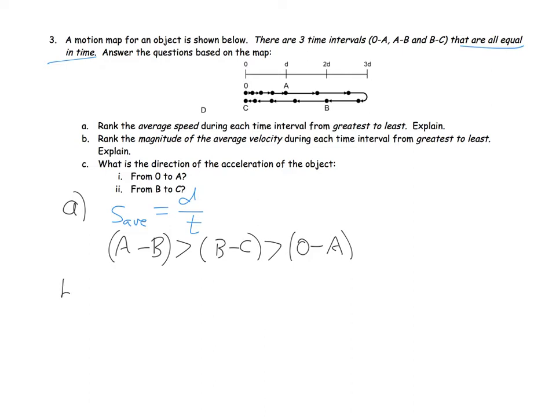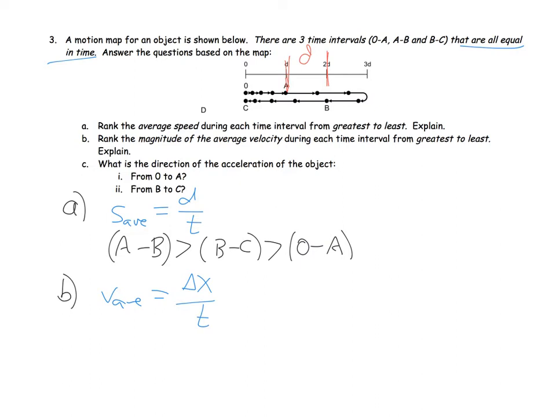Moving on to part B, we're now thinking about the average velocity during that time interval. So instead of being concerned with distance, we now want to think about displacement, which remember is how far we are from where we started. So thinking about my displacement for 0 to A, I start here and end here. So that's a displacement of D. For A to B, I start here and I actually end here at 2D. So my displacement is really just from here to here, which is simply D. All right, so from 0 to A and from A to B, my displacements are actually the same. And then from B to C, my displacement is 2D.